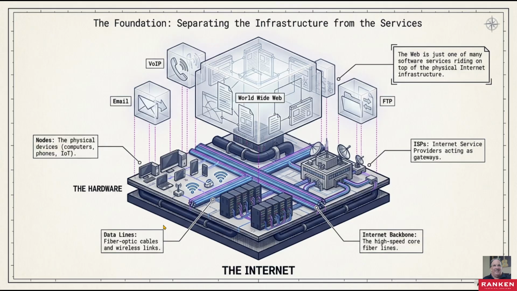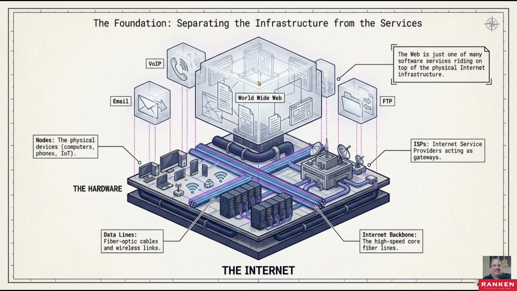Besides the internet provider, you also have what are called different nodes, different physical devices, computers, phones. IoT stands for Internet of Things, right? So there's all these things that live on top of that hardware. And then you've got services, right? Your services run on top. So you've got the World Wide Web, right? These are all web pages, right?